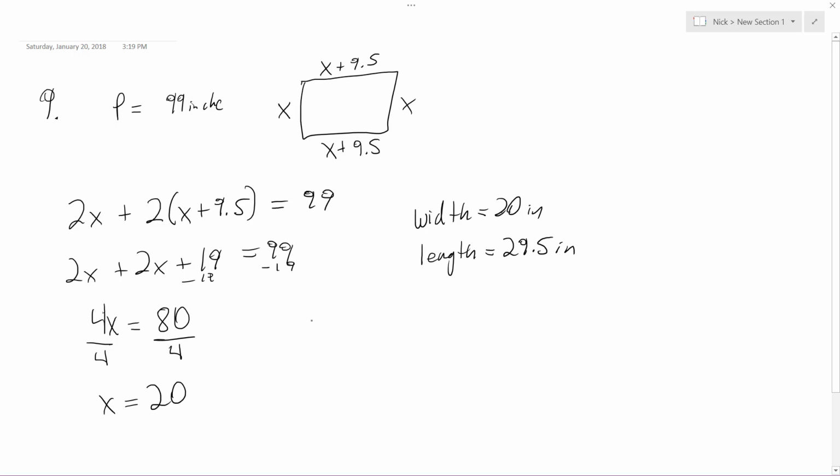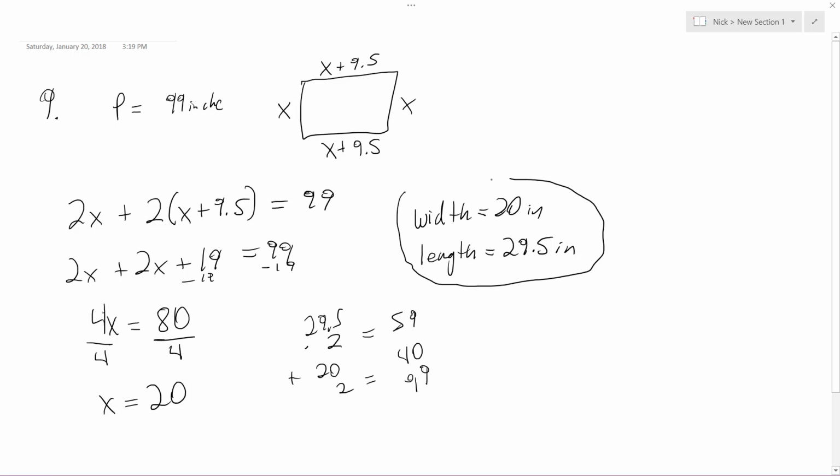So let's just test that real quick. So 29.5 times 2 plus 20 times 2, which will give us, this ends up being equal to 59, and then this ends up being 40, which is 99. So that works. So width's equal to 20 inches, and length's equal to 29.5.